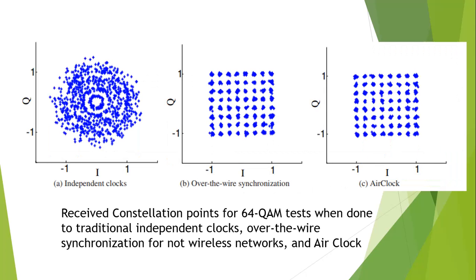The AirClock system was tested along with traditional independent clocks and single clock wired systems. This was done by transmitting OFDM packets using 64 QAM modulation. The received signal is then estimated after modulation, as seen in the graphs. AirClock and single oscillator systems were found to produce very similar results, while the independent clocks are not in sync and thus cause a rotation effect on the data points.